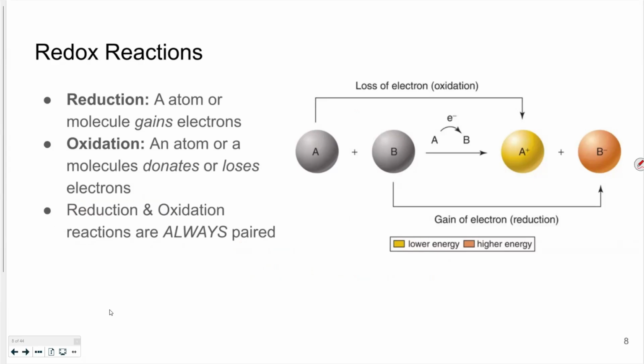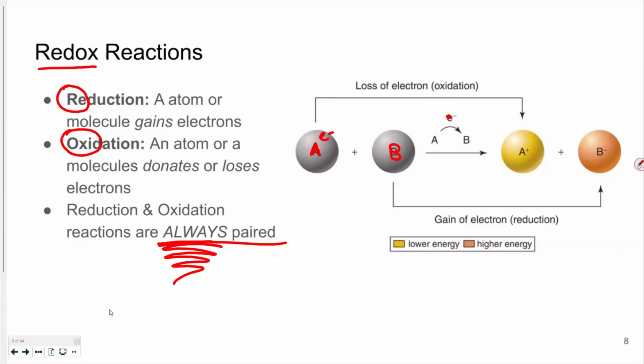Okay, so redox reactions are actually short for reduction oxidation reactions. It's just an abbreviation. When we have a reduction oxidation reaction, these are always paired, always, always. Okay, so we have a particle A, we have our particle B. In this case, one of the electrons from particle A is going to be transferred.